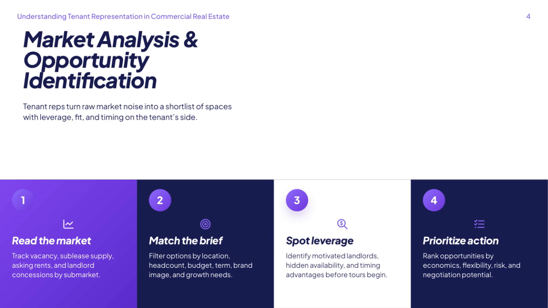A vital part of the process is spotting leverage. This means identifying landlords who are motivated, uncovering hidden space availability, and timing our actions strategically, even before property tours begin. This insider knowledge can make a significant difference. Finally, we prioritize action. We rank available opportunities by weighing their financial benefits, flexibility, associated risks, and negotiation potential. This structured approach ensures that tenants focus on the best options and negotiate from a position of strength.